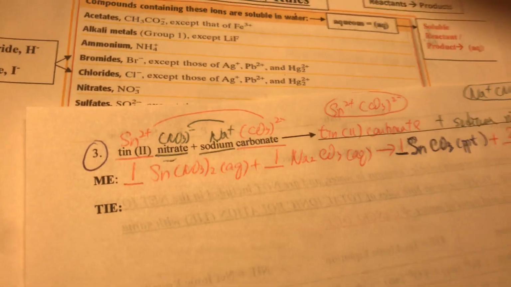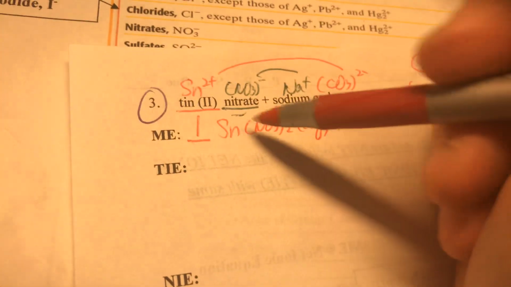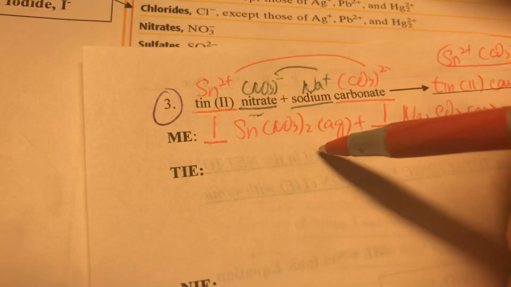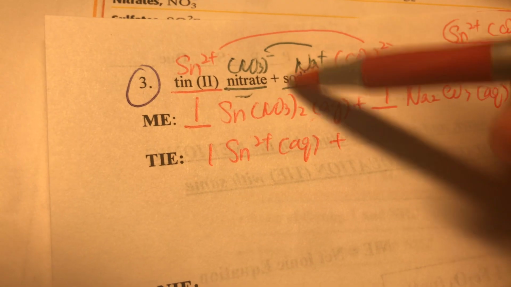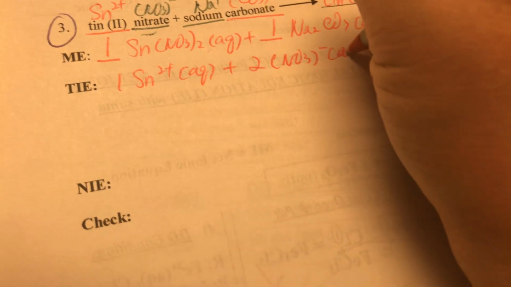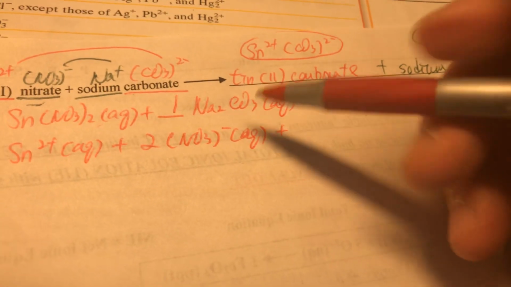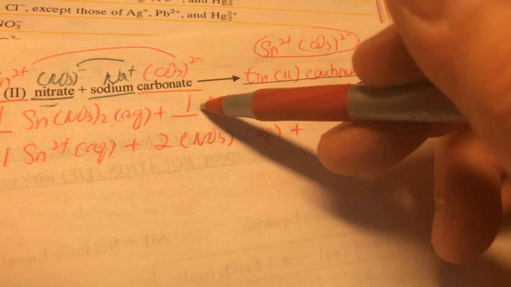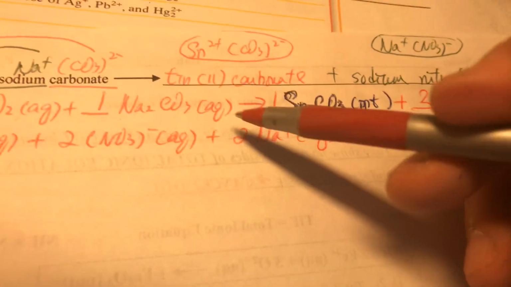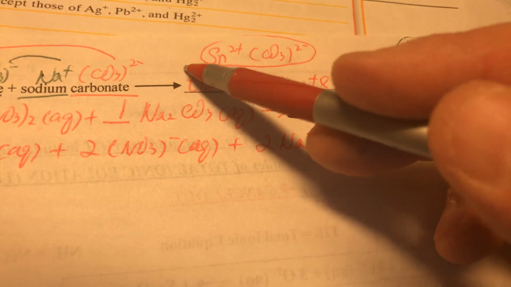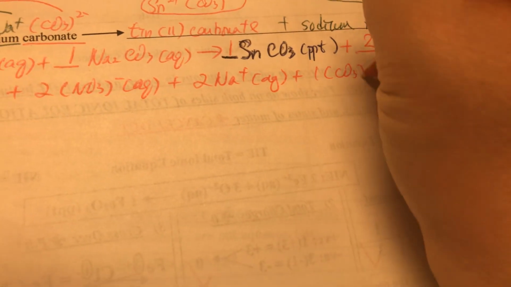So now we can separate them. This is AQ, so we can separate it. I get 1 Sn, Sn what? Sn 2 plus AQ. So 1 Sn 2 plus AQ plus 2 NO3, what charge? NO3 minus AQ. So 2 parentheses NO3 minus AQ. This is also AQ, so we separate it. We got 2 Na, 1 times 2 is 2. 2 Na plus AQ. And then I got 1 CO3 2 minus, so 1 parentheses CO3 2 minus AQ.